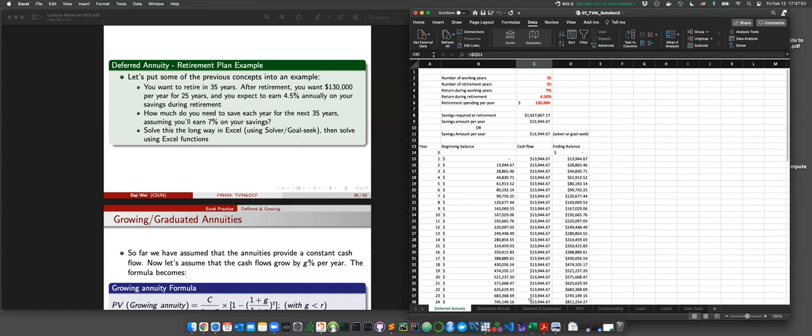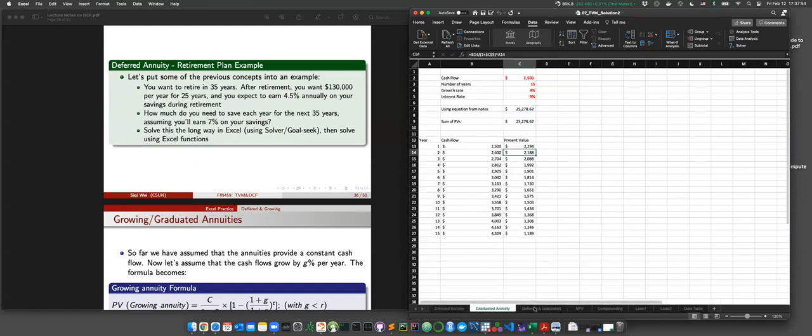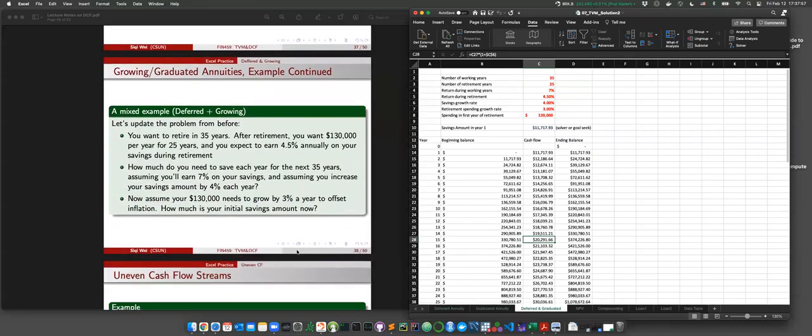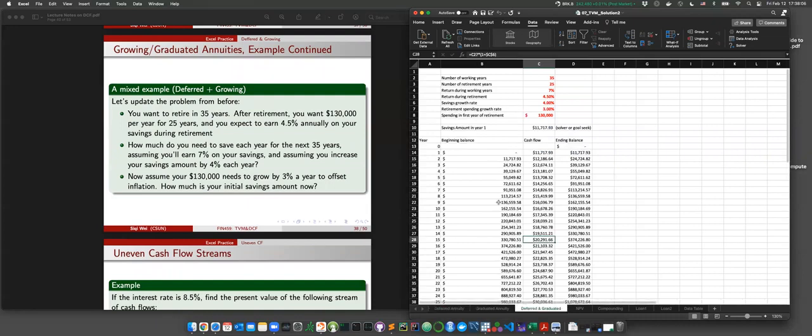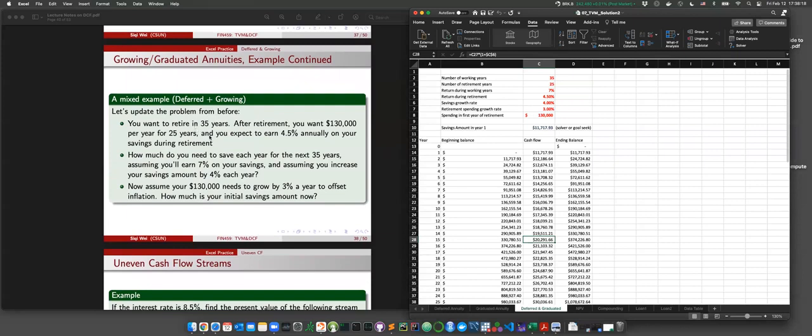Now there is one more problem that can be a little more complex, which is a deferred growing annuity. It's the intersection between the growing annuity and the deferred annuity. Let's take a look at the details. You want to retire in 35 years. After retirement, you want to spend the same 130,000 per year for 25 years, and you expect the cash flow to grow.